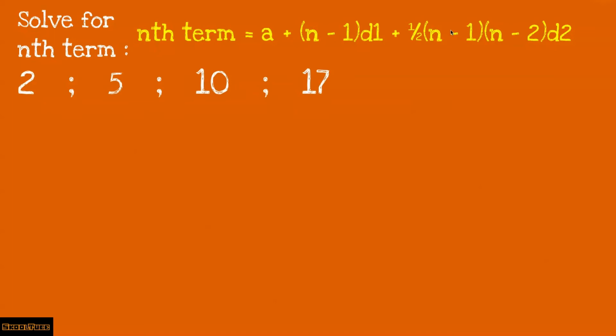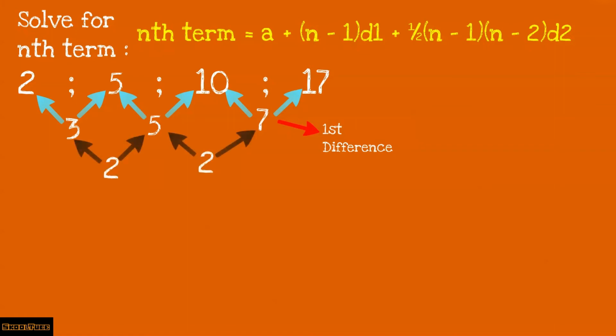Now the difference between 2 and 5 is 3. The difference between 5 and 10 is 5. The difference between 10 and 17 is 7. This is called the first difference. Now let's take it a step further. The difference between 3 and 5 is 2, and the difference between 5 and 7 is also 2. This is called the second difference.